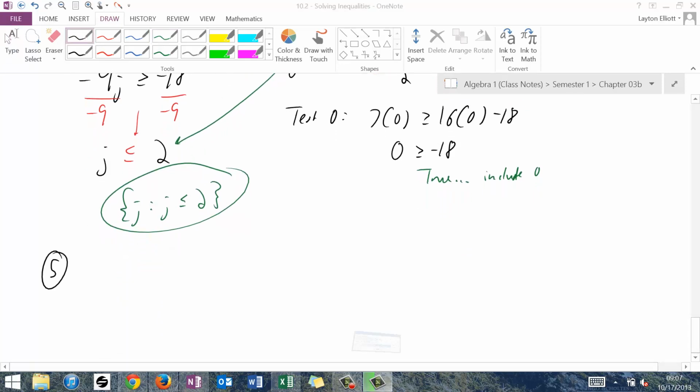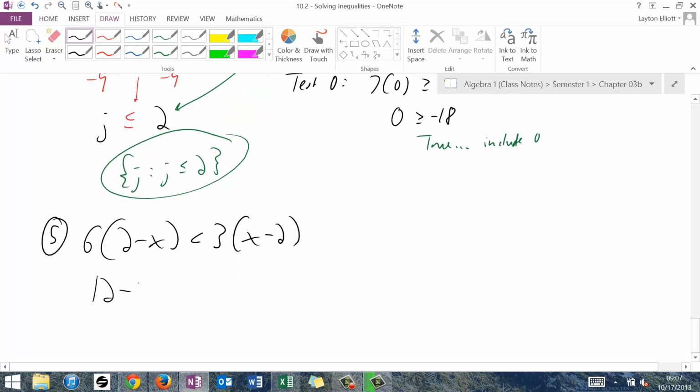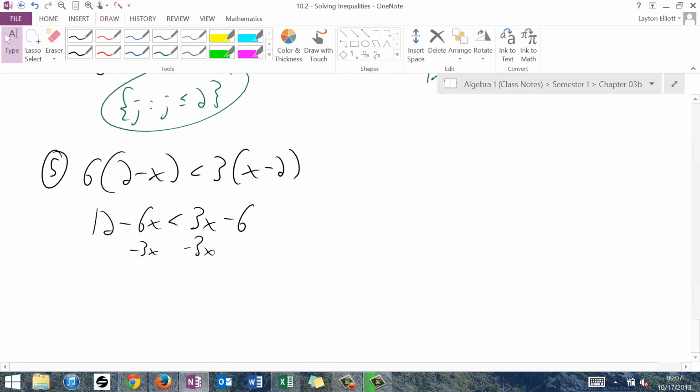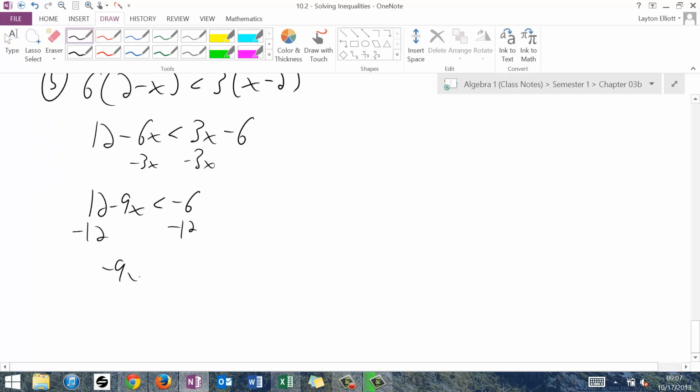Number 5, 6 times the quantity 2 minus x is less than 3 times the quantity x minus 2. Distributive property makes that 12 minus 6x is less than a 3x minus 6. If I subtract 3x from both sides, I get 12 minus 9x is less than a negative 6. Subtract 12 from both sides, get negative 9x is less than a negative 18. Divide both sides by a negative 9, remembering to switch the signs, and I have x is greater than a 2.